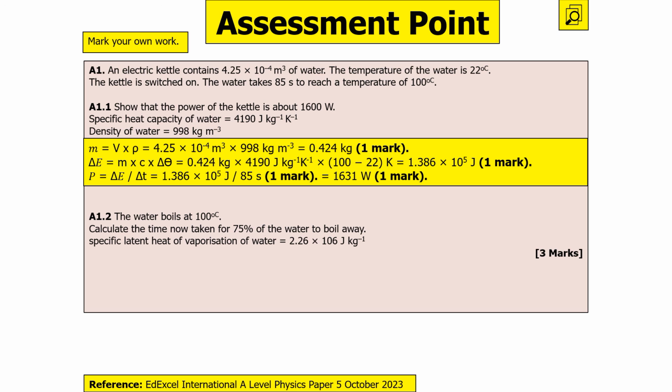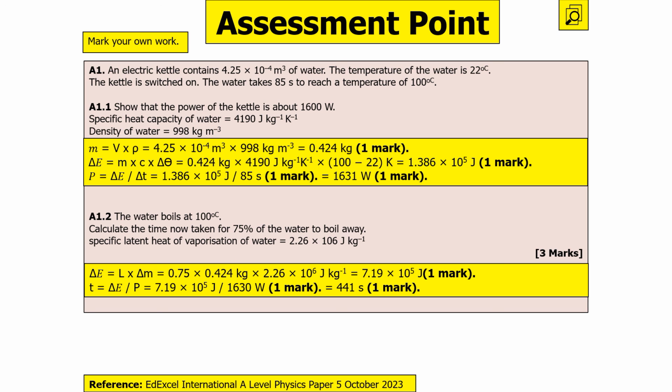In this next one, because we're boiling, we're changing state. So now we say the change in energy is equal to the change in mass times by the latent heat capacity. So you pop in all the values and you get energy to be equal to 7.19 times 10 to the 5 joules. Now again, you can remember that it's taking the time for 75% of the water to boil away. So we can work it through that way because we've taken 75% of the water from the previous question. So we've done 0.75 times by 0.424. Now time is the change in energy over the power, so you pop it all through and you get 441 seconds.